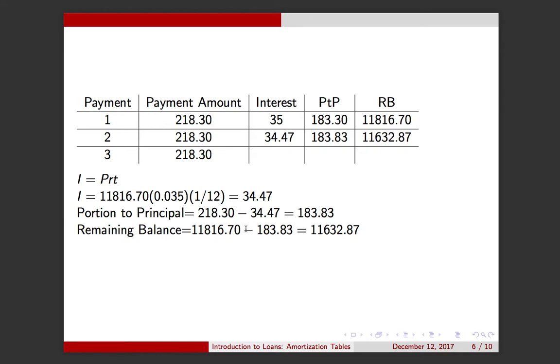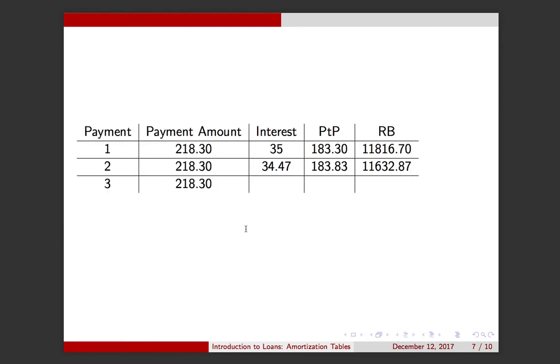Because again, if you can fill out the first 2 or 3 lines, then you know what's happening. You could, in principle, fill in the rest. So let's fill in the third line here. So finally, at the end of month 3, Jack makes again the same check amount, payment amount of $218.30.